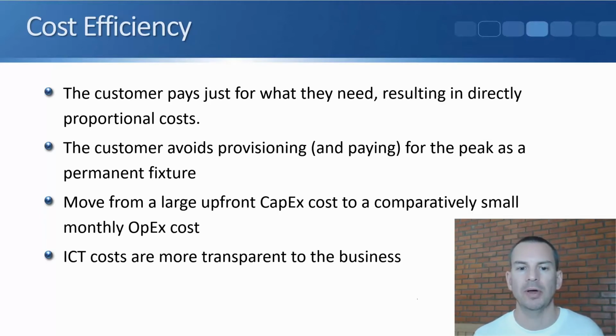We move from a large upfront CapEx cost to a comparatively small monthly OpEx cost. If we were going to go with a traditional on-premise solution, we have to pay for all that equipment as an upfront cost. But if we're using cloud services, we are not buying the equipment ourselves, we're using the service provider's equipment, and we pay for that as an ongoing monthly OpEx cost. And this also makes the ICT costs more transparent to the business as well.